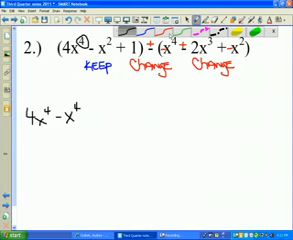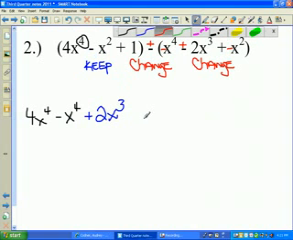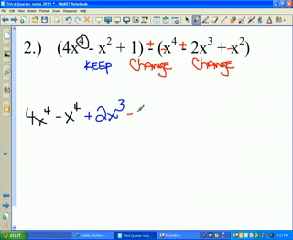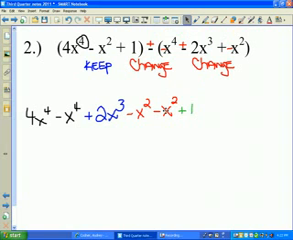Okay, so that took care of my raised to the fourth power. Now the next degree down will be to the cube power. So I have now it's a plus 2x cubed. Okay, do I have any other x cubes up here? No. So now I want to work with the squares. And I have a minus x squared and another minus x squared. And hopefully you're able to see where all this is coming about. And then what's left over is my plus 1.